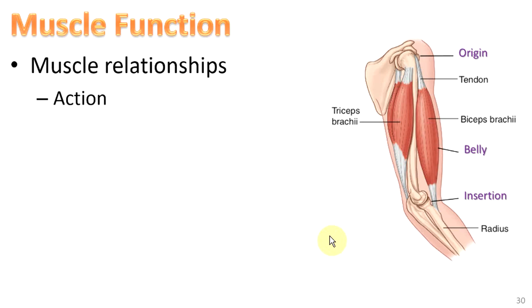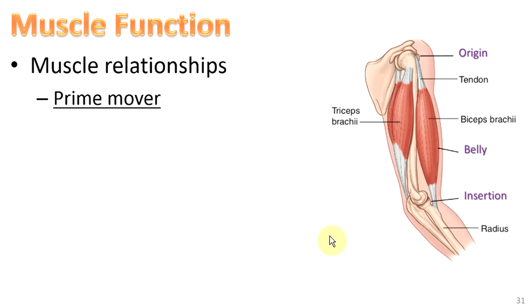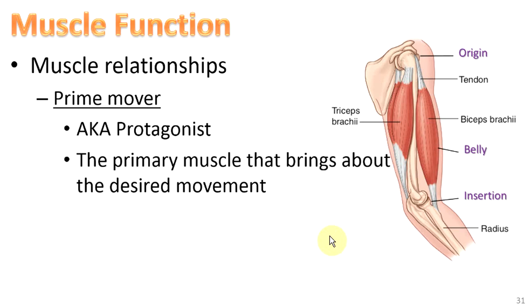Okay, so the action, as I said already, is the function, and that is just the movement that the muscle causes when it contracts. We have these things called prime movers, also known as the protagonist, and this is the primary muscle that brings about the desired movement. Using elbow flexion, or bending the elbow, as our example here, that means that the biceps brachii is the prime mover or the protagonist.